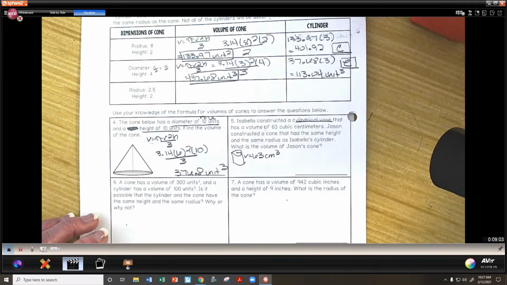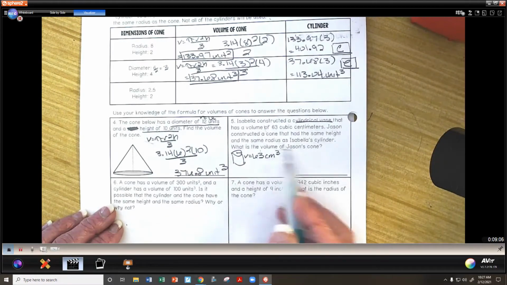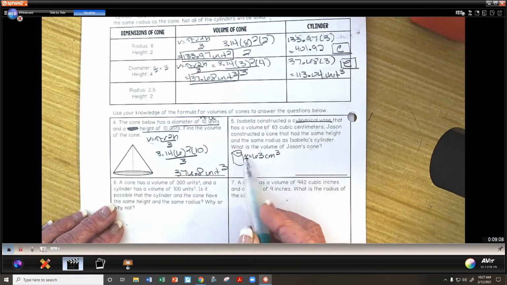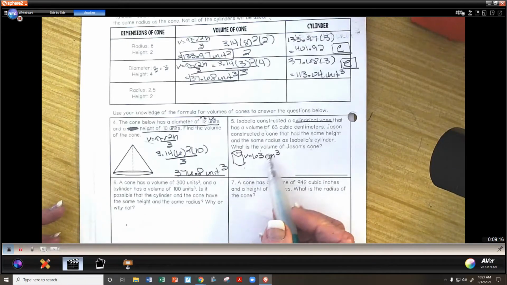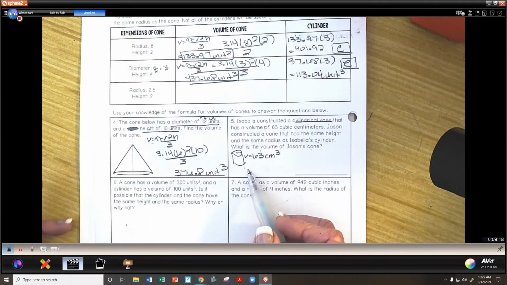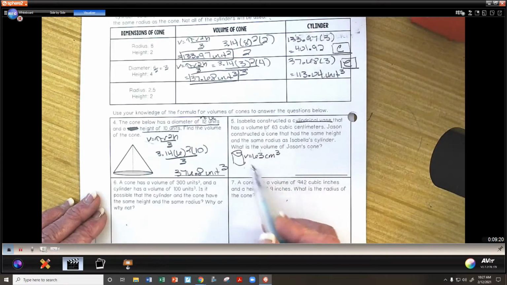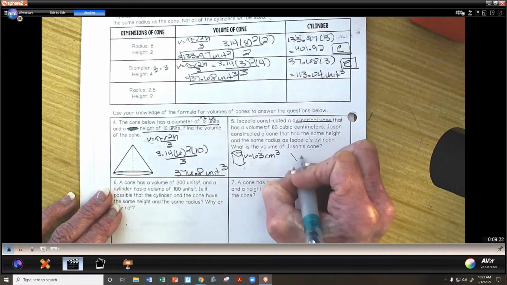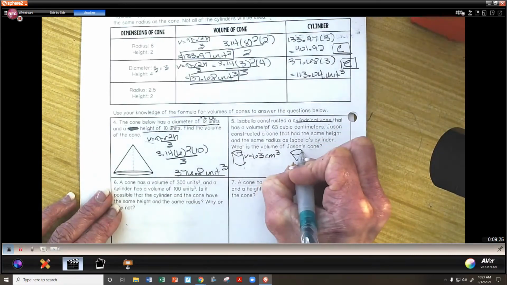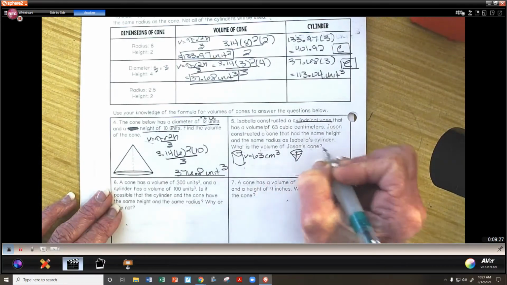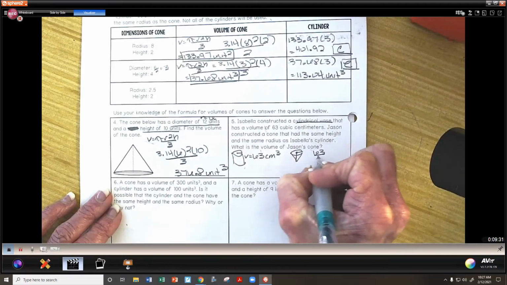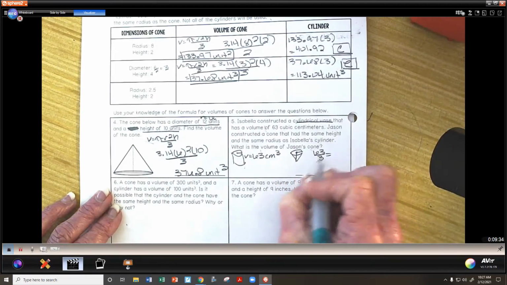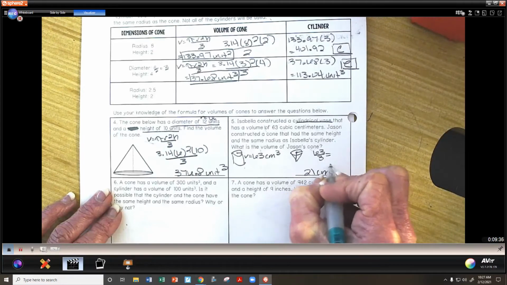If she were to turn this into a cone, or actually Jason has a cone that has the exact same height and exact same radius, what would be the volume of his? Well, first of all, first time I looked at it, I was like, well, we don't know the radius and the height. But you don't need that, because remember, a cone that has the same height and the same radius is 1/3 of it. So I'm just going to do 63 divided by 3, and I am going to get 21 centimeter cubes.